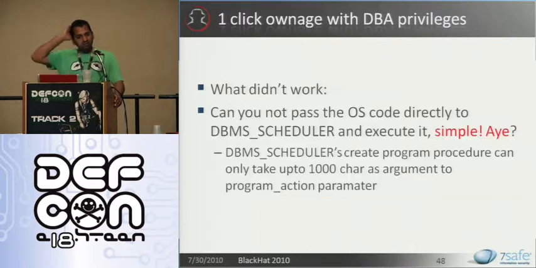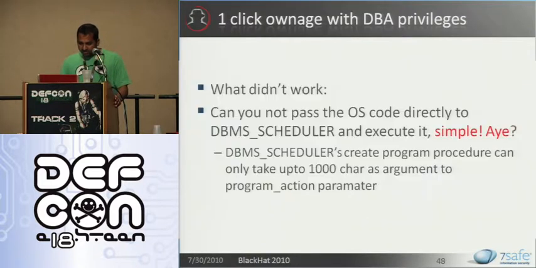So, if you remember, with DBA permissions we were executing code by calling a DBMS scheduler. Now, the problem was, when we ran DBMS scheduler, can we not pass the entire thing as an argument to DBMS scheduler? Well, it would have made my life very easy had that worked, but it didn't work. That's because DBMS scheduler's create program procedure, which we are calling, can only take up to 1,000 characters as input. So that did not work.